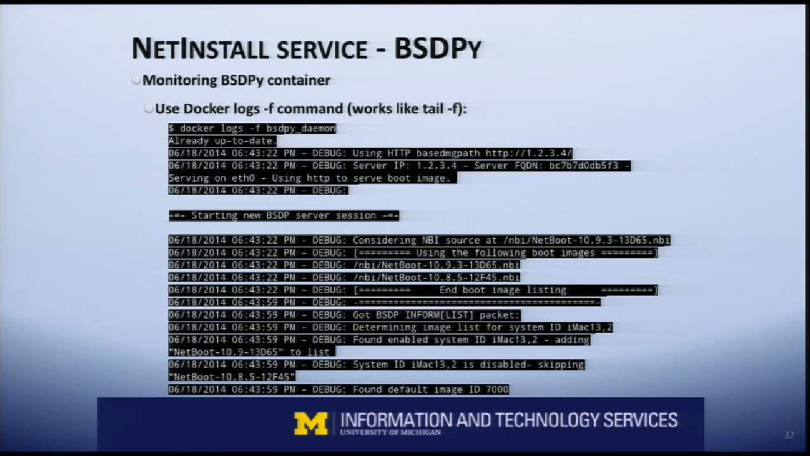So a client starts up and asks for an image, and it shows you it got a request, and it determines the list of images that are applicable to this particular client. It found an enabled system, and it found a disabled system. So in these two images, I disabled the iMac, 13,2. I just enabled it in this one, disabled it in this one, so it will only be offered the 10.9.3 image, and it also found a default image as well. And it shares that to the client. The client then gets the NetBoot image, picks it, and starts booting.